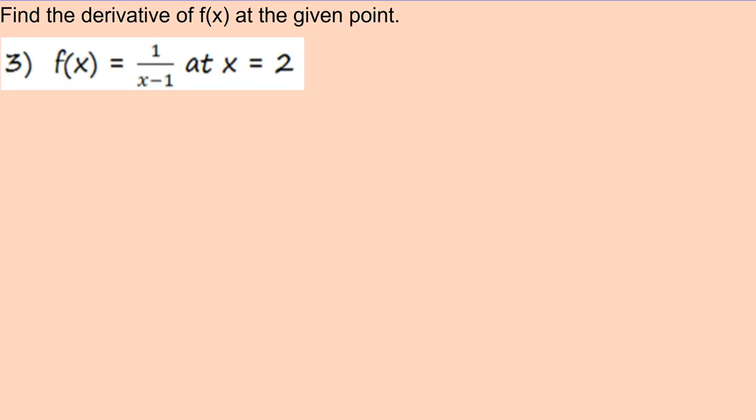Number 3, we have f of x equals 1 over x minus 1. We're finding the derivative at x equals 2. So once again, the limit as h goes to 0. Now I'm purposefully writing this over and over. If you write it over and over, it helps you remember it. And this is something that you want to memorize.